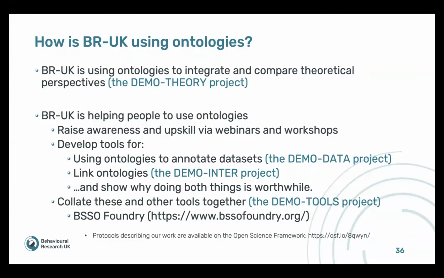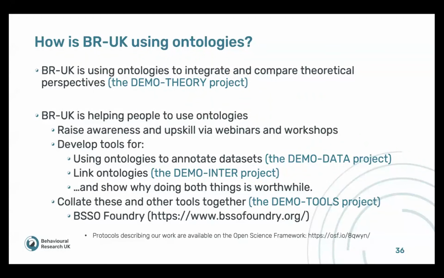But we also recognise that relatively few behavioural researchers are using ontologies. And so we want to help people to use ontologies in their work. And we're doing that by raising awareness of ontologies and upskilling people, yourselves, via webinars such as this, and workshops like the one we're going to tell you about in a moment. And we're also developing tools that we hope will help people to work with ontologies. So Robert described a tool that allows people to use ontologies to annotate data sets. And we'll develop that further in a project called the Demo Data Project.